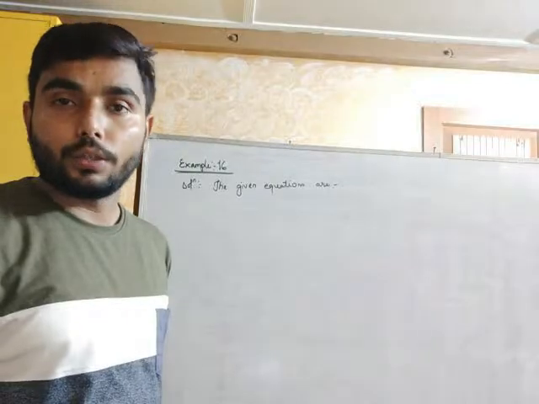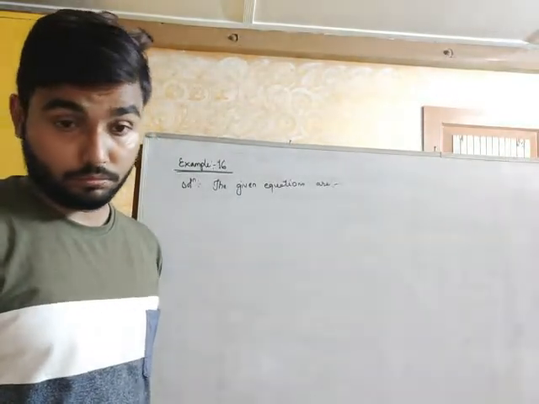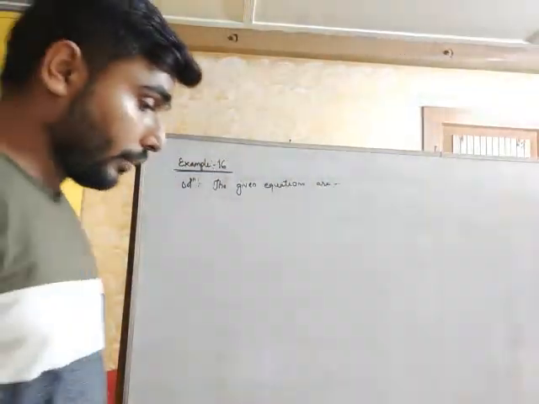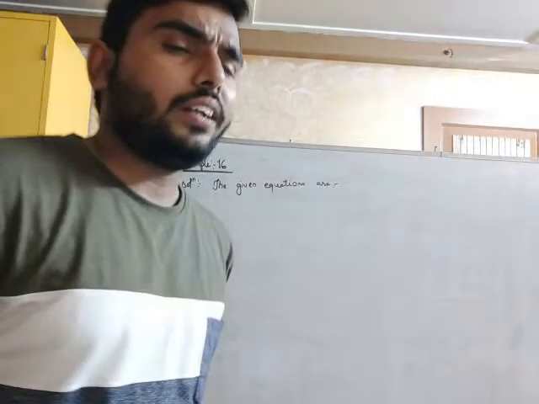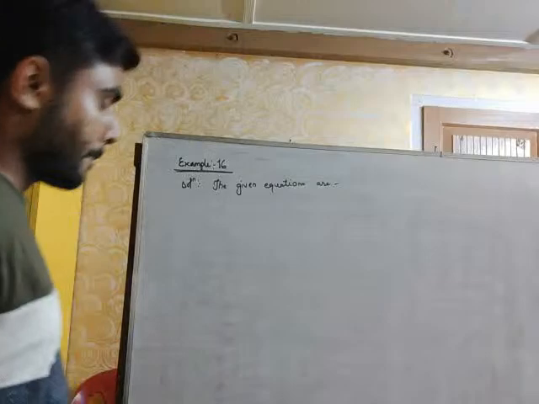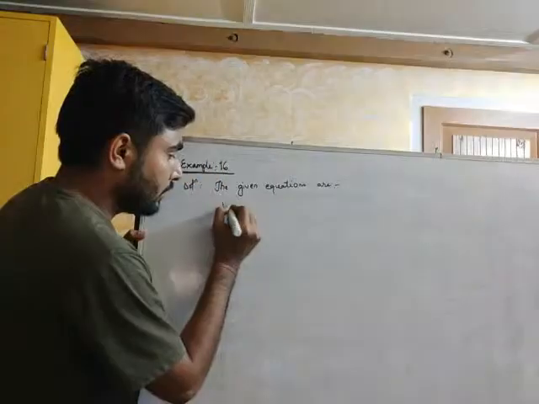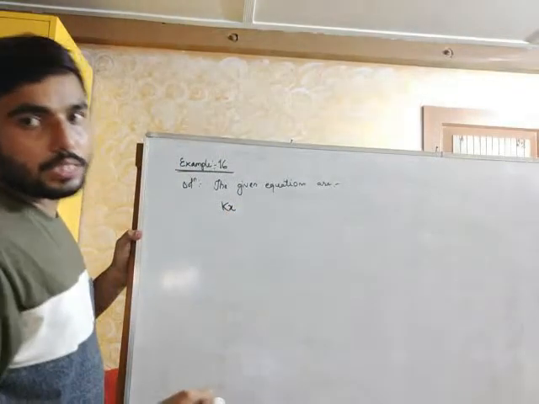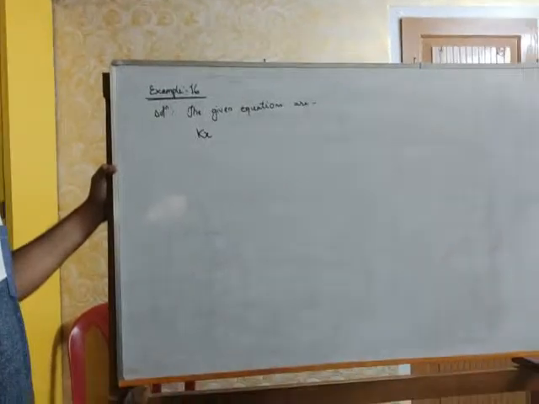A1 by A2 is equal to B1 by B2 is equal to C1 by C2. We all know this. After using this condition, you need to find the value of k. So the given equations are... This example is important. All of you mark it in your book. The chances are you will get this question in your exam.